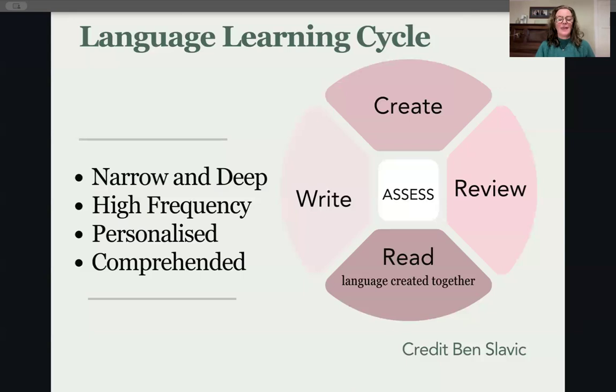Another absolutely essential point is that the language is personalised, and I'm hoping to show you that in the examples that we've got here. And throughout all of that, the language that we're using with our students must be comprehended. So there are also steps we can put in to make sure that we can keep track of whether our students are comprehending the language that we are using with them.